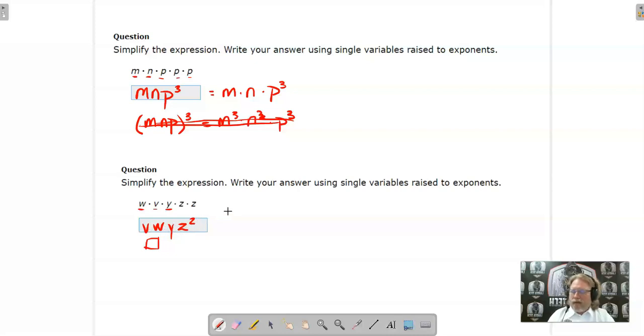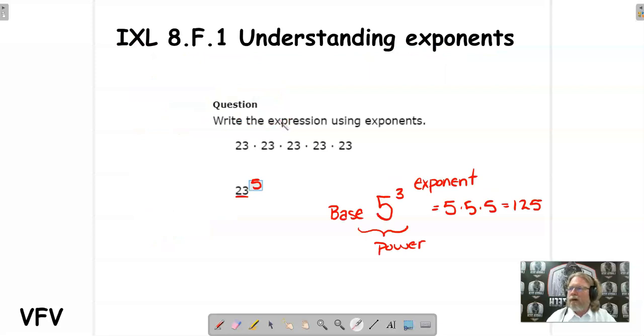All right. So those are all of my examples for IXL 8.F.1, understanding exponents. That's pretty much all there is to it. You don't have to calculate them out. You don't have to find the answer to 23 to the 5th, any of that. You just need to understand the idea of taking this expanded expression and representing it as a power. All right, good luck here on your activity.